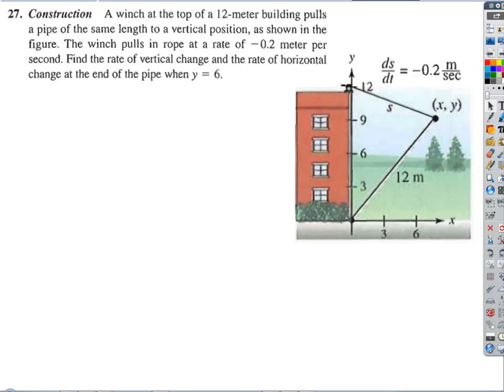So we've got a winch at the top of a 12-meter high building, pulling a pipe of the same length to a vertical position as shown in the figure. The winch pulls in rope at a rate of negative 0.2 meters per second. Okay, yeah, makes sense. Why is it negative? Because S is decreasing, right?